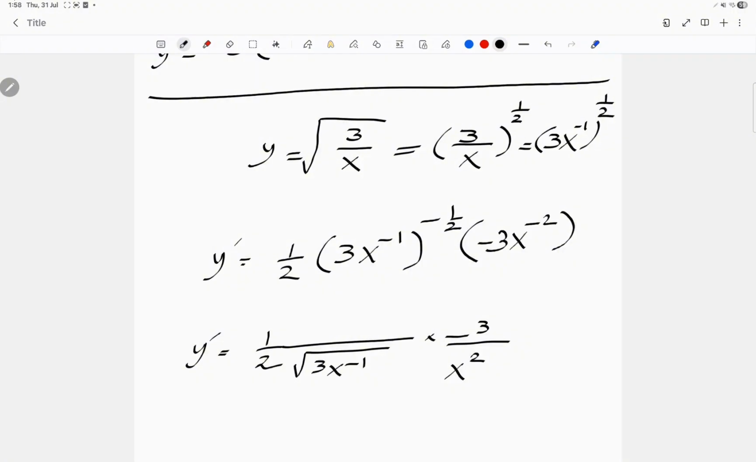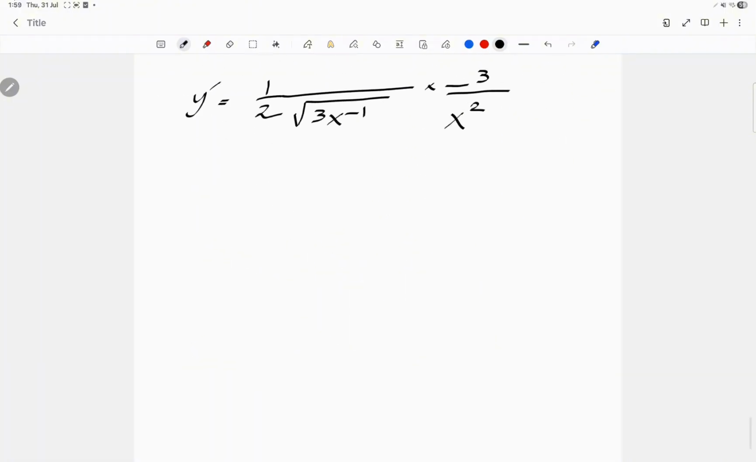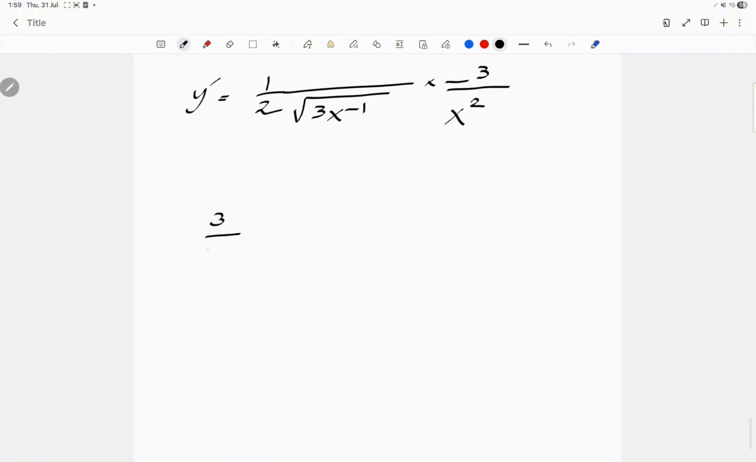So don't leave the negative power as a negative. Make it a positive power. What's on top, bring it to the bottom. What's on the bottom, bring it to the top. Do you guys know that? For example, if I have 3 over x to the power of negative 1, just make it 3x. If I have 3x to the power of negative 2, just make it 3 over x squared. It's that simple. Easy.